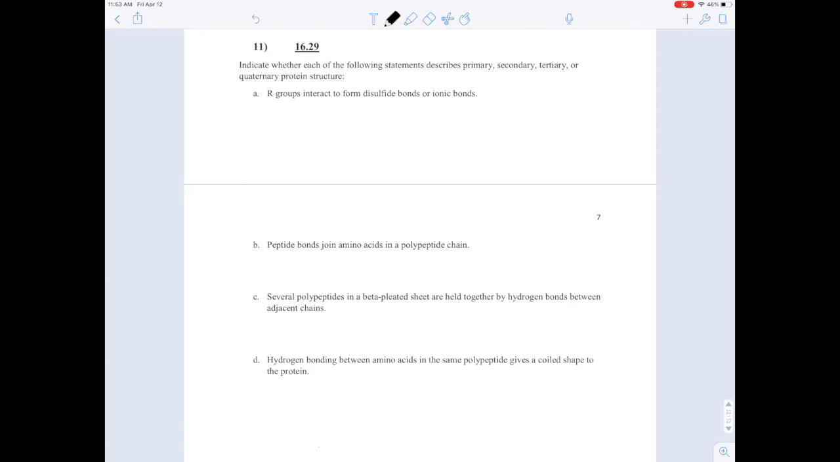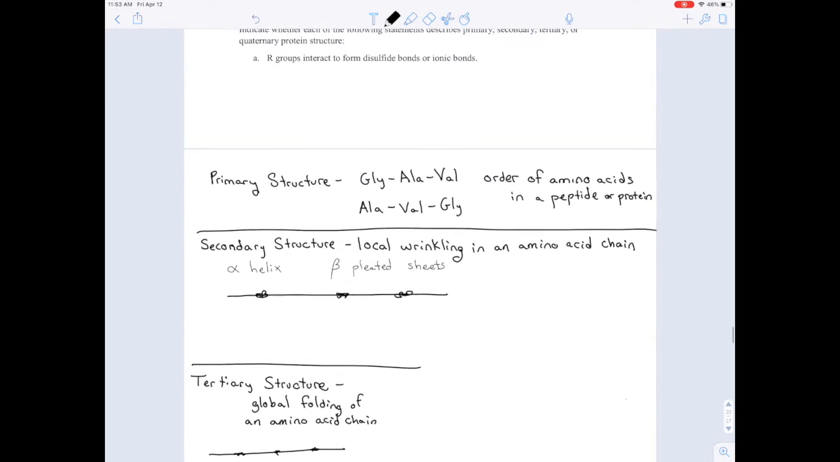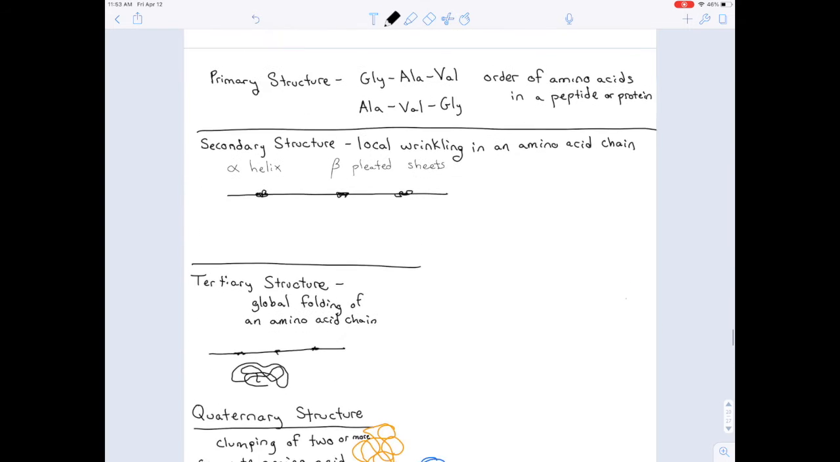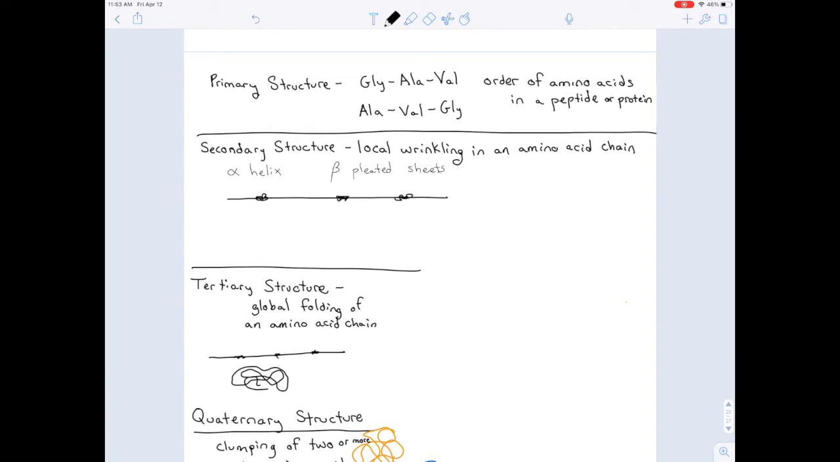Chapter 16, question 11, asks you to classify a few descriptions as belonging to the primary structure of a protein, the secondary structure, the tertiary structure, or the quaternary structure. And recall that the primary structure of a protein is the order of amino acids in a peptide or protein. So if you had glycine and then valine and then alanine, that would be a different primary structure than alanine and then valine and then glycine.